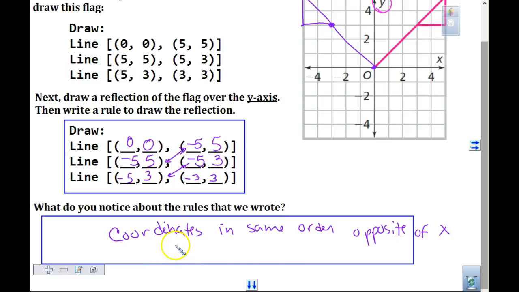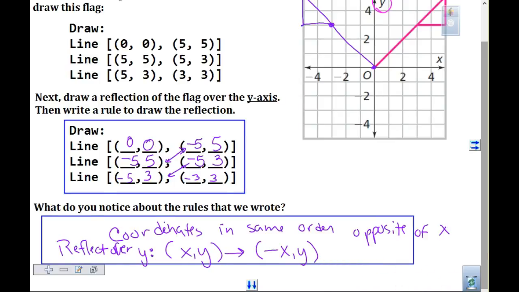How do we write that, how we're going to put the rule? x, y changes to negative x, y. And this is the rule for reflecting over which axis? Over y. So just like y is negative 1. You said you could say that it's the same as multiplying it by negative 1.